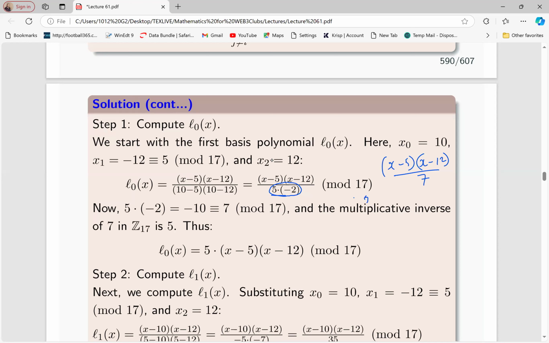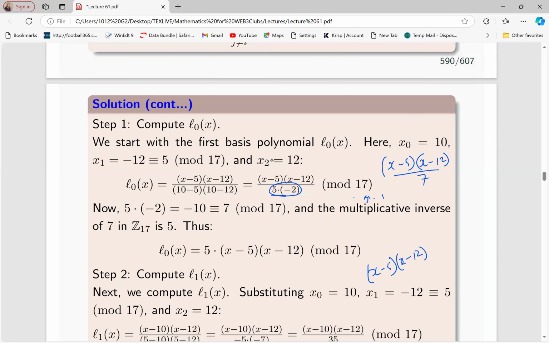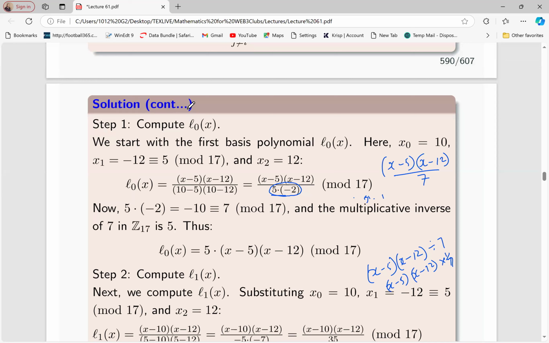And we've already said that this is the same as x minus 5. Let me just write it here. x minus 5, x minus 12. And of course, this is negative 12 if you want, but let's reduce them later. This is the same as divided by 7, which will be the same as x minus 5, x minus 12 times the inverse of 7. So I wanted to use this to remind those who are new how to find the inverse of 7 mod 17.